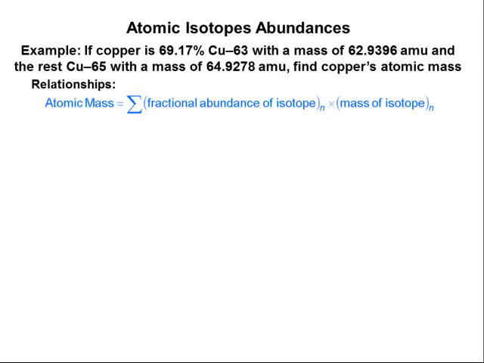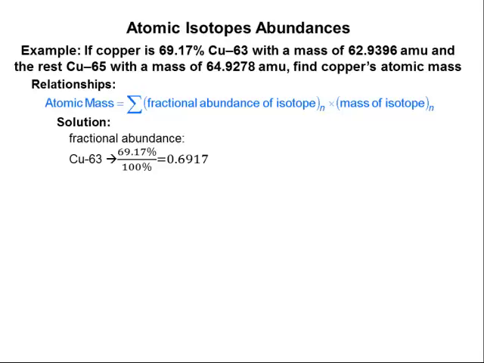Right? So we have this relationship. Let's look at using that relationship to do our calculation. First, we have to get a fractional abundance of the isotope. If we have a percent abundance, the fractional abundance is just that percent divided by 100 to give us a fraction. So for copper-63, its fractional abundance is 0.6917. For copper-65, we ended up with 30.83%. Remember that's 100% minus the 69.17. And so its fractional abundance is going to be 0.3083.